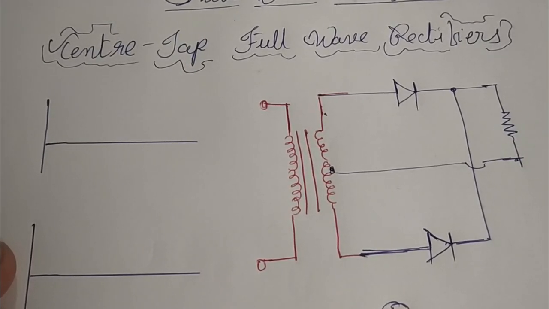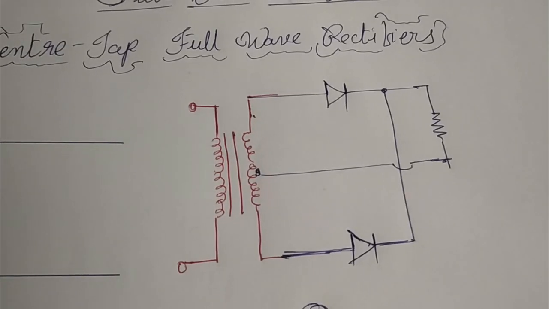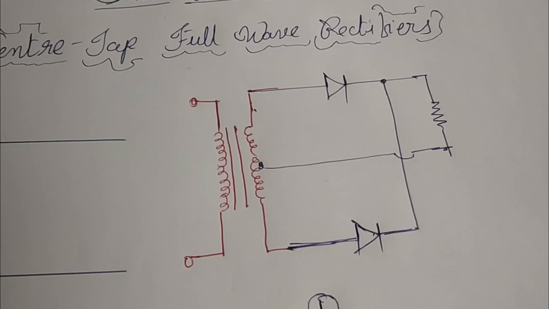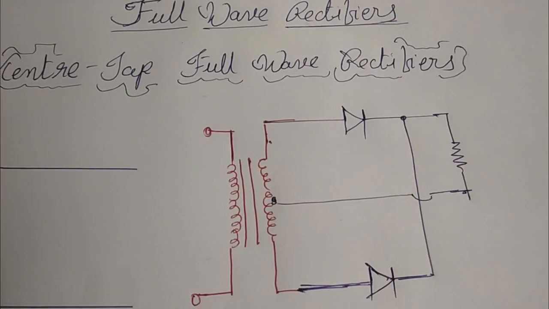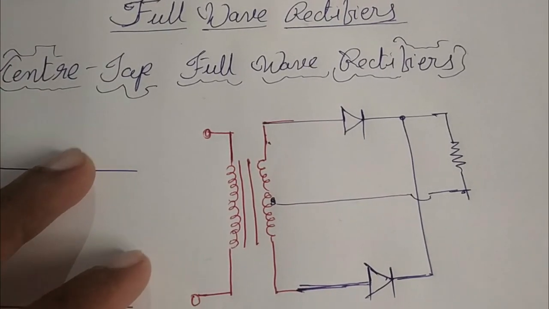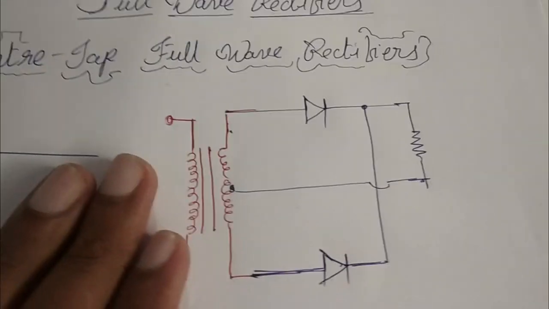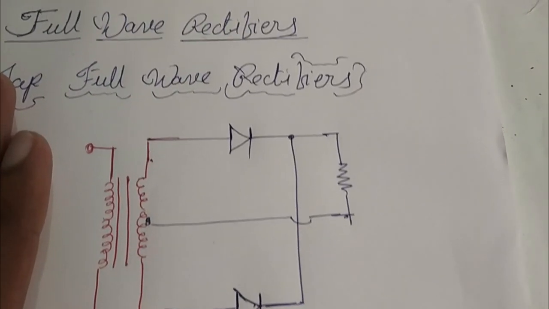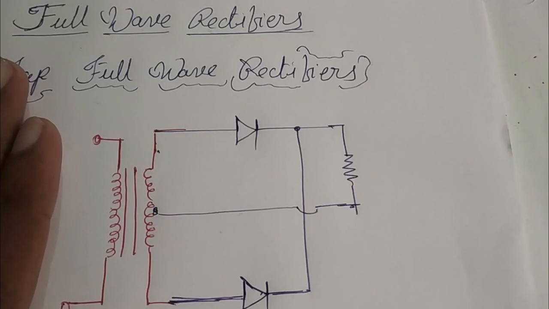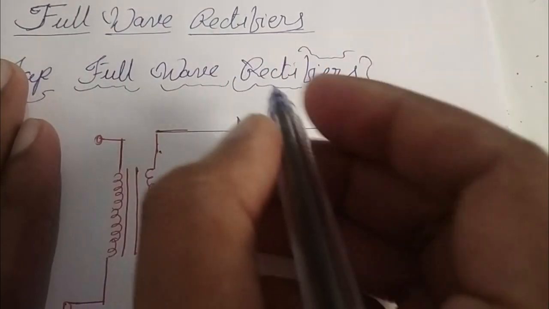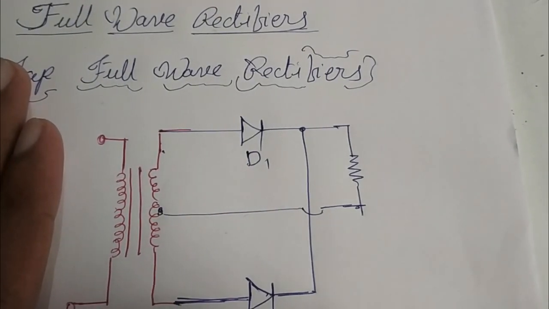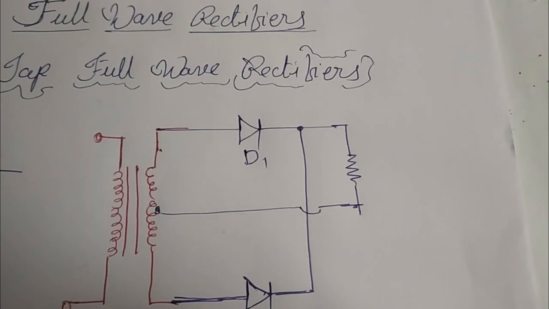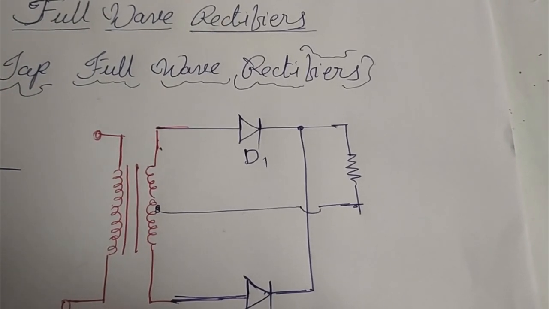So let us have the circuit analysis. We have seen the theory of full wave rectifiers. We have two types of full wave rectifiers. One is the center tap full wave rectifier and the other one is the bridge rectifier. So here we have the construction of our circuit. Here we can see we have two diodes, diode 1 and diode 2. These two diodes conduct alternately.